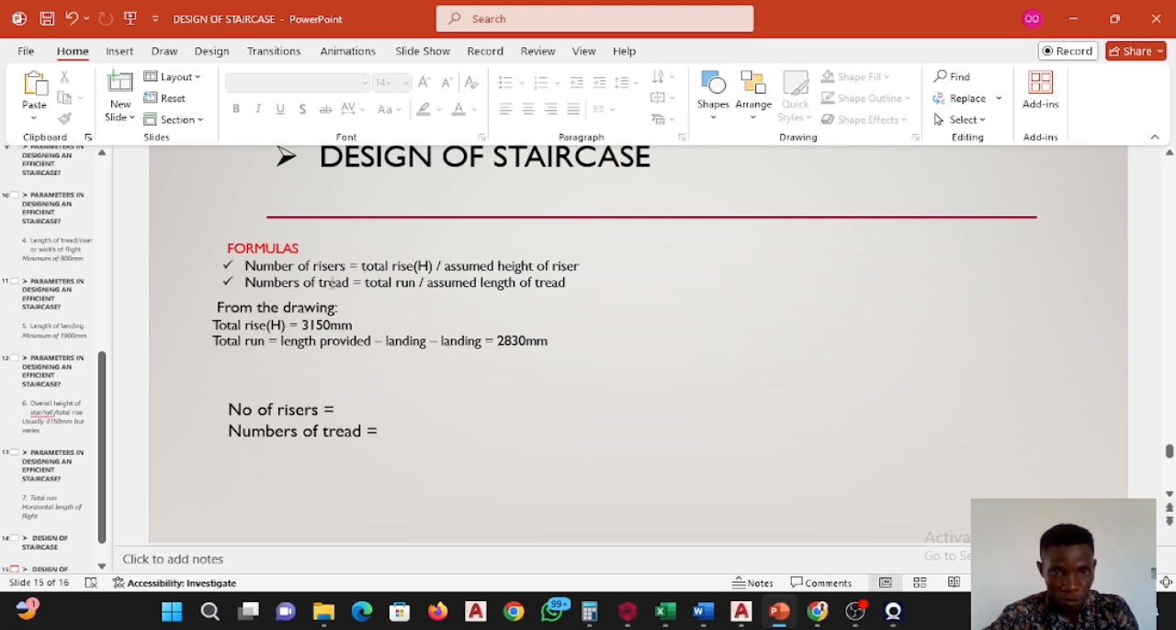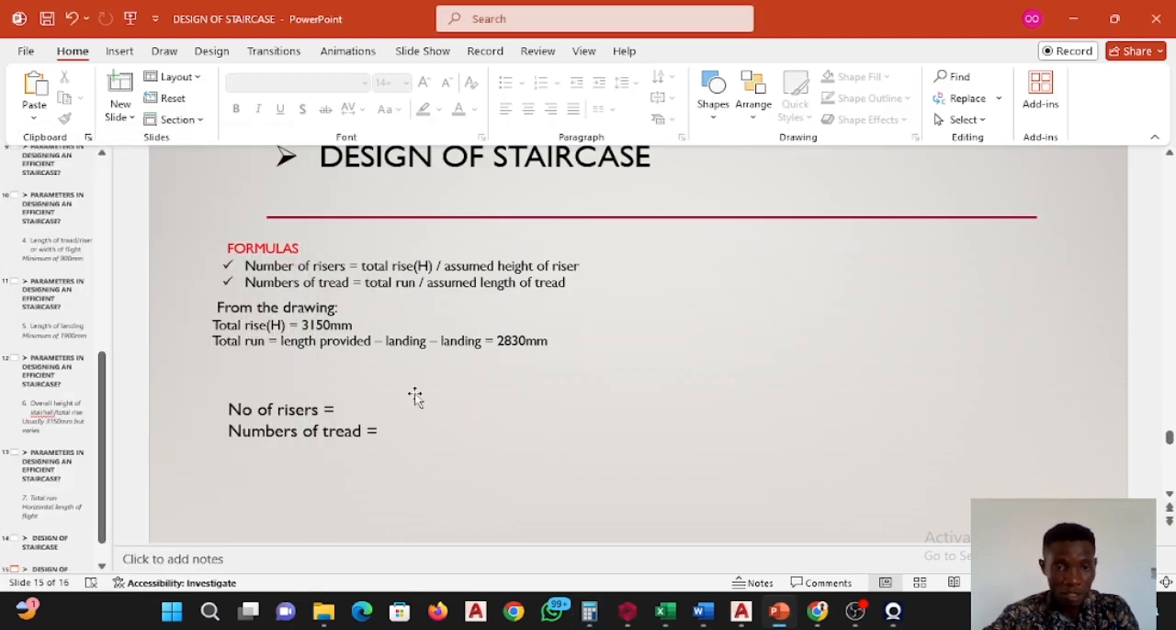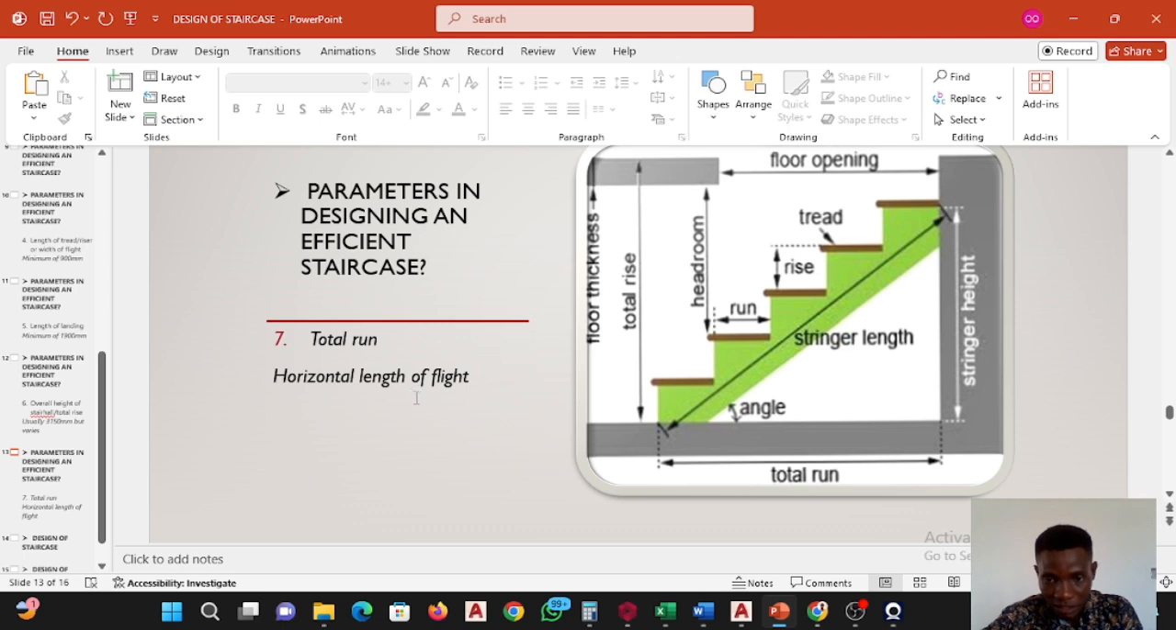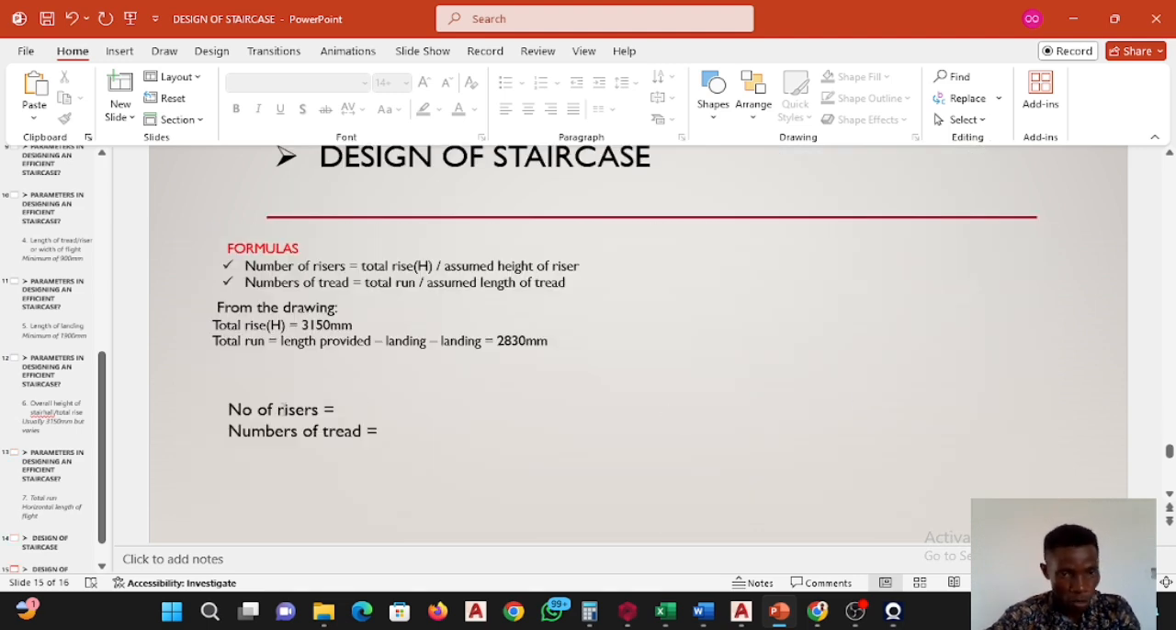And I said the number of thread is total run divided by the assumed number of thread. And the total rise is 3150. You don't have to subtract anything because I'm here already. The reason why we don't have to subtract anything is this: the staircase is starting from this floor and is ending in the next. It is the last riser flush with the landing of the next floor, so we don't need to subtract anything from that.